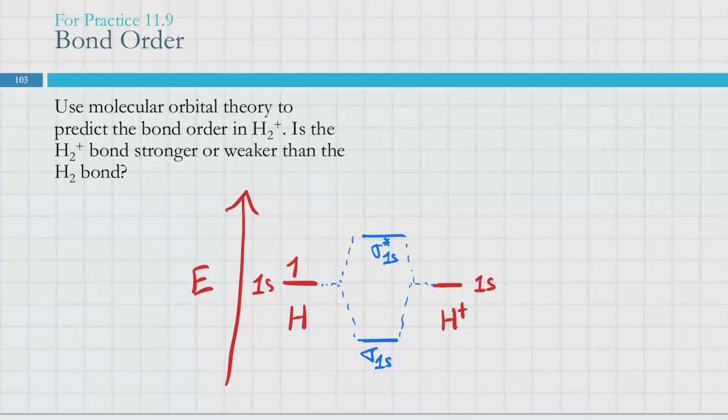We're going to fill in from our atomic orbitals, they're going to flow down into the bonding, and then if we have extra, we put them up into the anti-bonding above. We just have one electron, so that one electron is going to go into the sigma 1s. So this is what our molecular orbital diagram would look like.